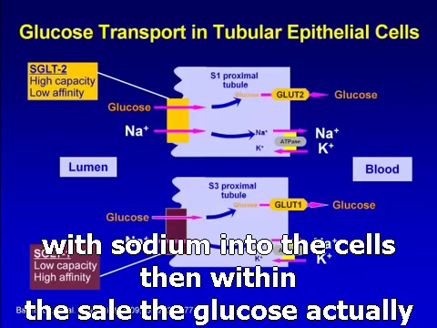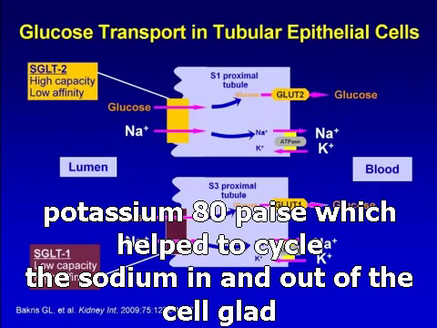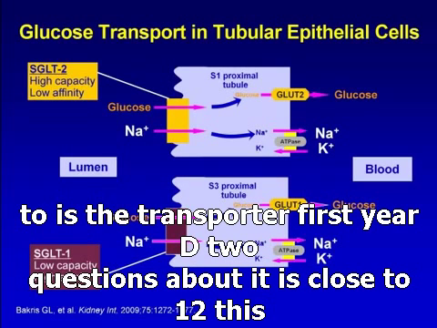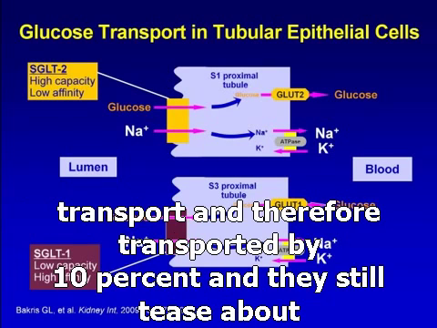Then within the cell, the glucose is actually transported by GLUT2 into the bloodstream. And this is helped by the sodium-potassium ATPase, which helps to cycle the sodium in and out of the cell. GLUT2 is the transporter for SGLT2, while for SGLT1 it is GLUT1. So this is how the tubule works. SGLT1, as I said, is a low capacity, high affinity transporter, and therefore transports about 10%, and SGLT2 is about 90%.